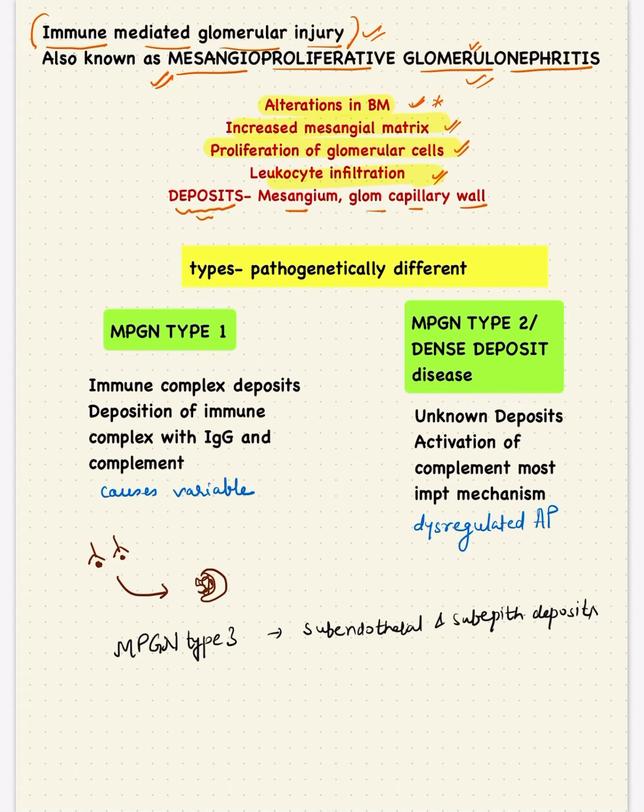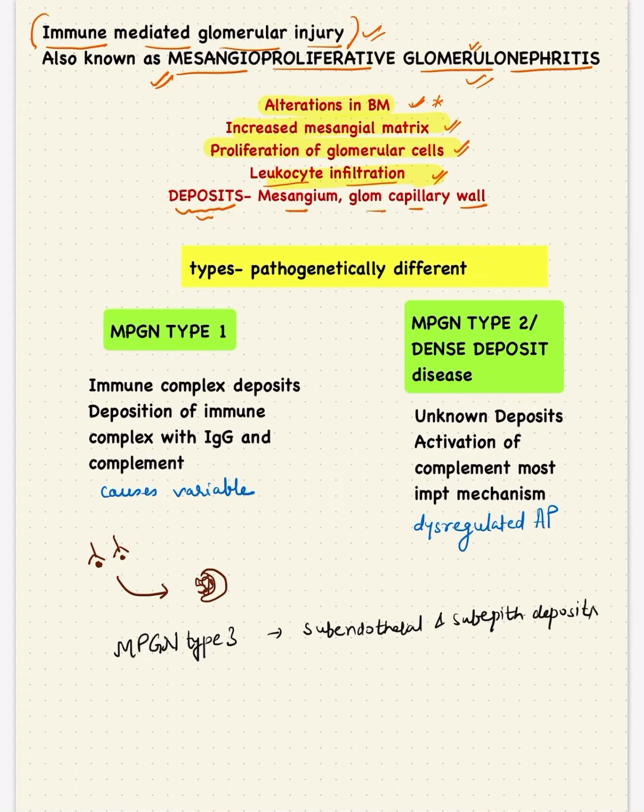have some common features like alteration in the basement membrane, which I will discuss in detail later, then increase in the mesangial matrix, then proliferation of the cells of the glomeruli, and there will be proliferation of the mesangial cells, proliferation of the capillaries, and then leukocytic infiltration, because whenever there is immune mediated injury, there will be infiltration by the leukocytes, and then they will cause the damage to the glomeruli.